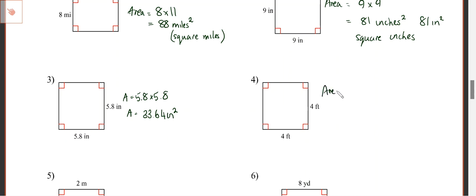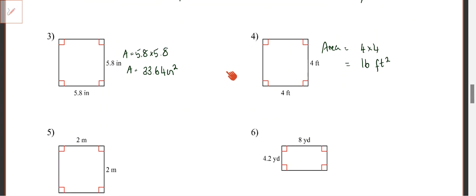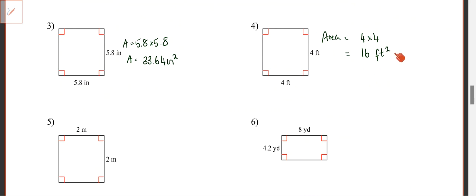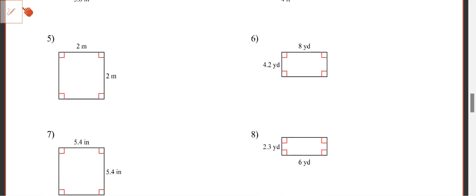Next one, the area equals 4 times 4, which is 16 square feet. A lot of people will put the FT because it's there and they'll forget the little 2, and that's where I'd have to circle it and mark it. So be aware of that. This one, area is 2 times 2, which is 4 square meters. This one, the area would be 4.2 times 8.